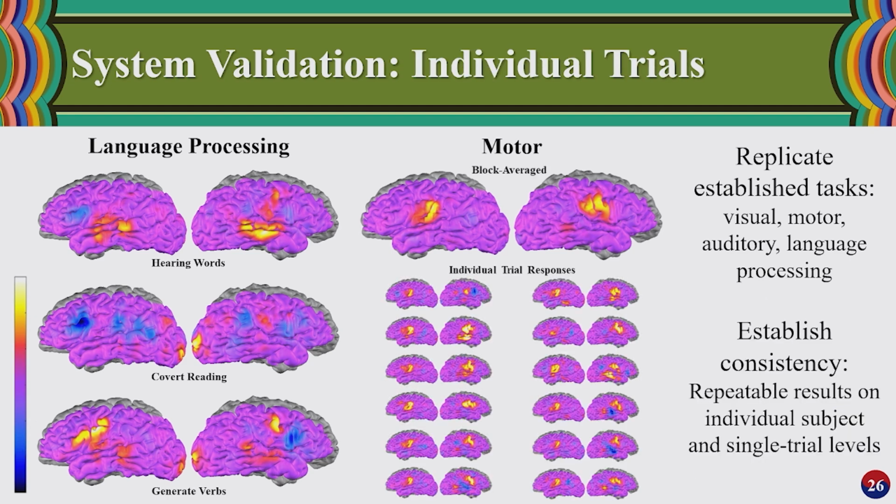Beyond the expected block average maps, we also find clear replicable results on an individual trial basis. These are individual blocks from the tongue tapping tasks, and they show consistent activations in the somatomotor face area.